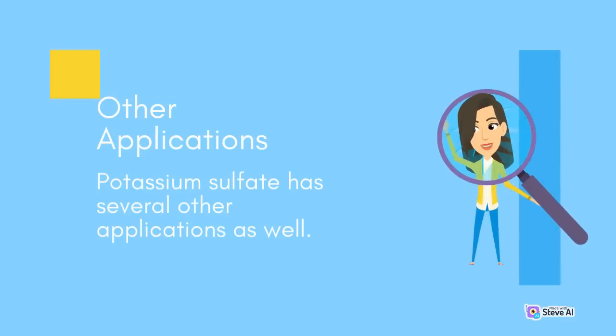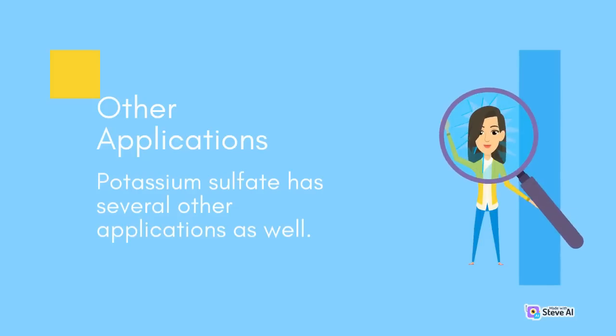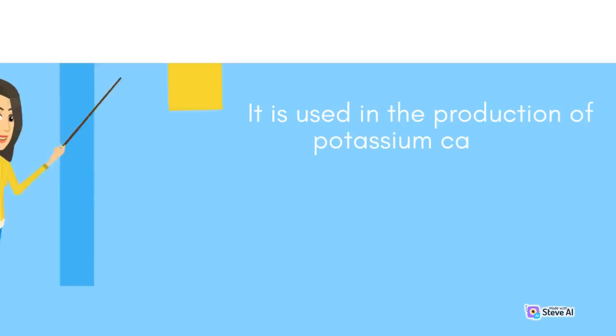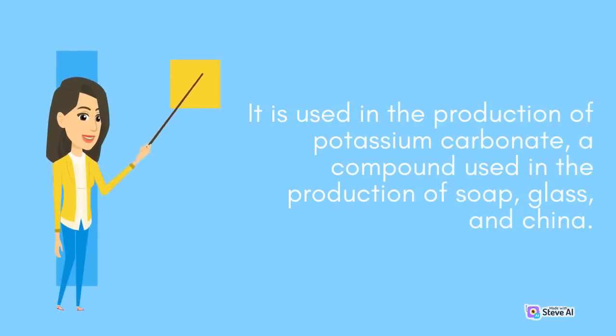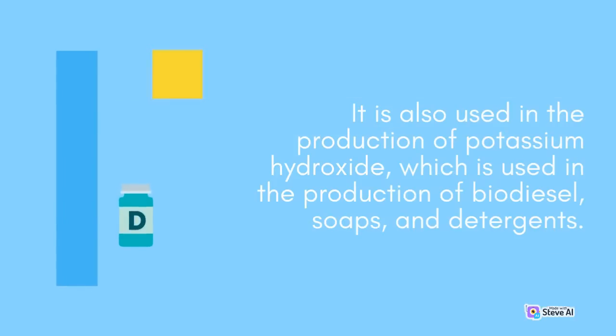Other applications. Potassium sulfate has several other applications as well. It is used in the production of potassium carbonate, a compound used in the production of soap, glass, and china. It is also used in the production of potassium hydroxide, which is used in the production of biodiesel, soaps, and detergents.